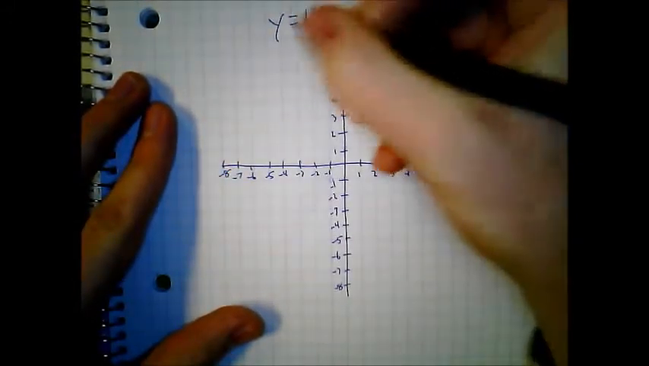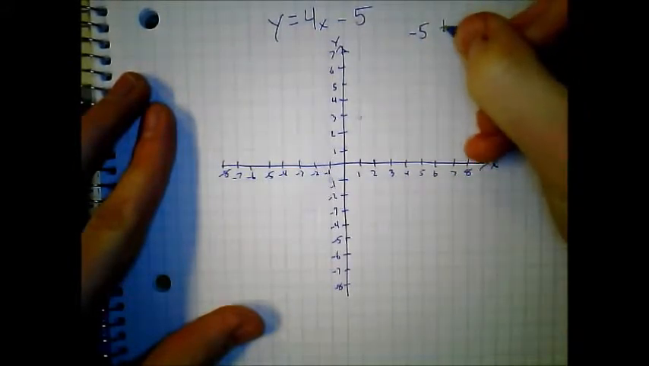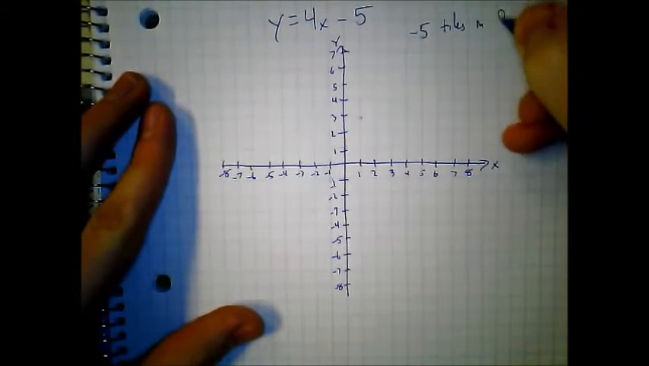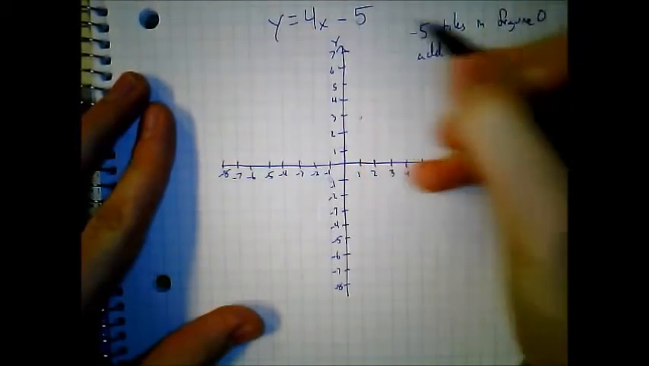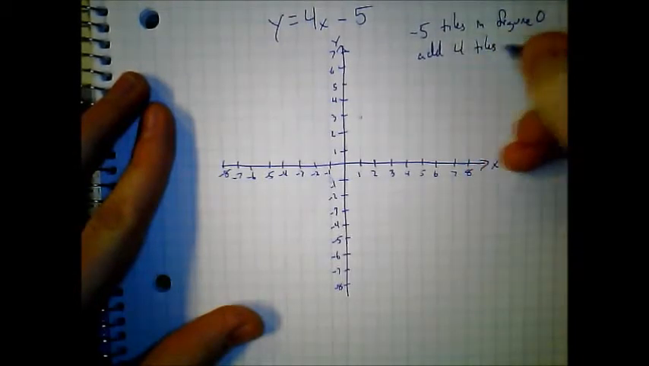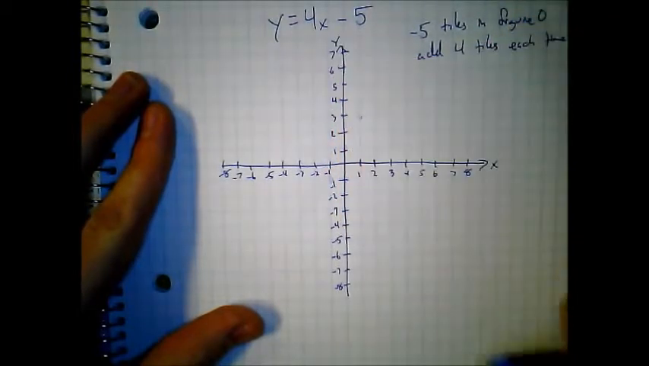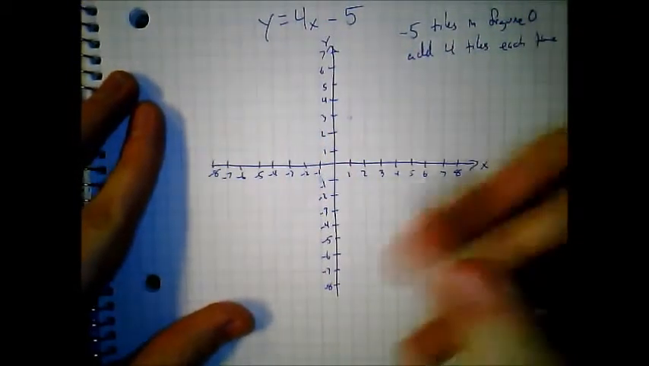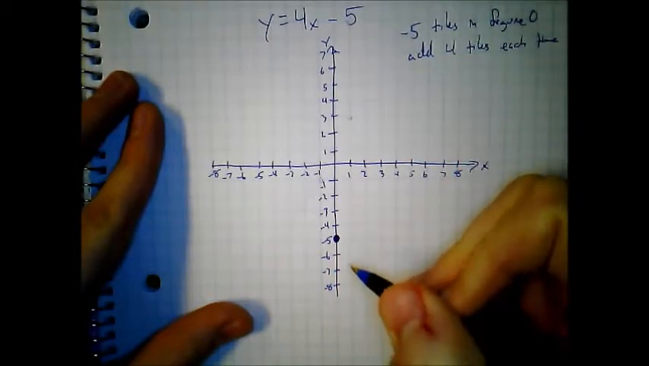So again, we want to understand the pattern this represents. We have -5 tiles in figure 0, because this is -5, and we're adding 4 tiles each time, because our growth is what we multiply by x. So we start with our figure 0. We have -5 tiles in figure 0.